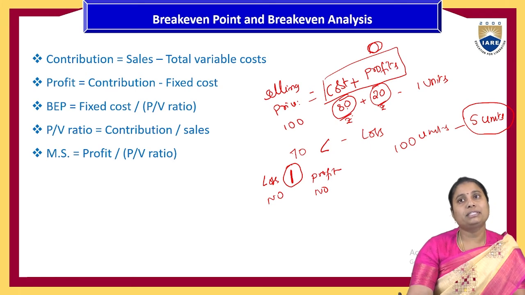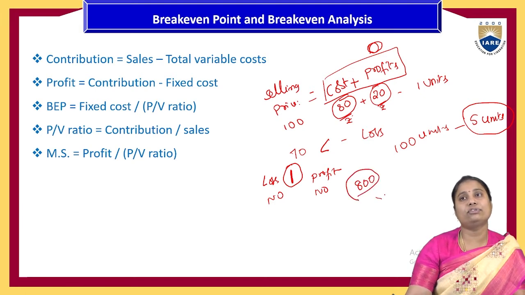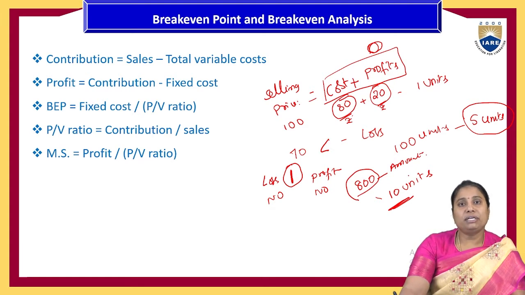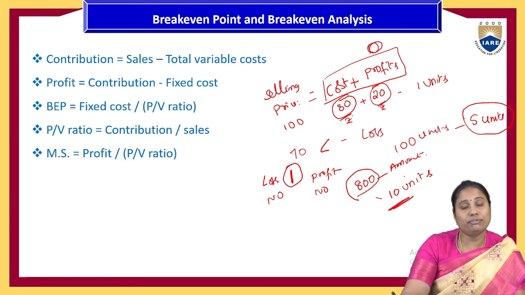So if they have spent a total of 800 rupees on that particular production, at least they have to sell 10 units to cover that 800 total expenditure incurred for the production process. Here I have discussed in terms of units, 10 units, and in terms of amount, 800 rupees. If they have incurred at least 800 rupees, only then can they cover the expenditures, so that they won't get losses, nor will they be getting profits.